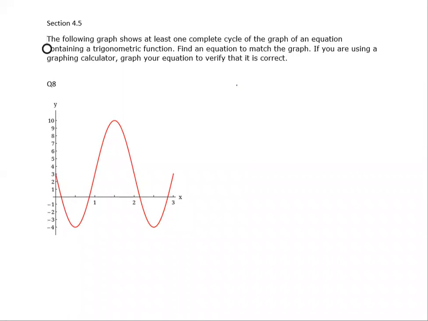For question 8 of section 4.5, we are going to find an equation to match the graph. What we have, the graph starts at the height 3, goes down to the minimum, goes up to the maximum, and comes back to the same function value 3. So this is considered one complete cycle. The graph is provided for more than one cycle, so we just consider one, the one highlighted in yellow.